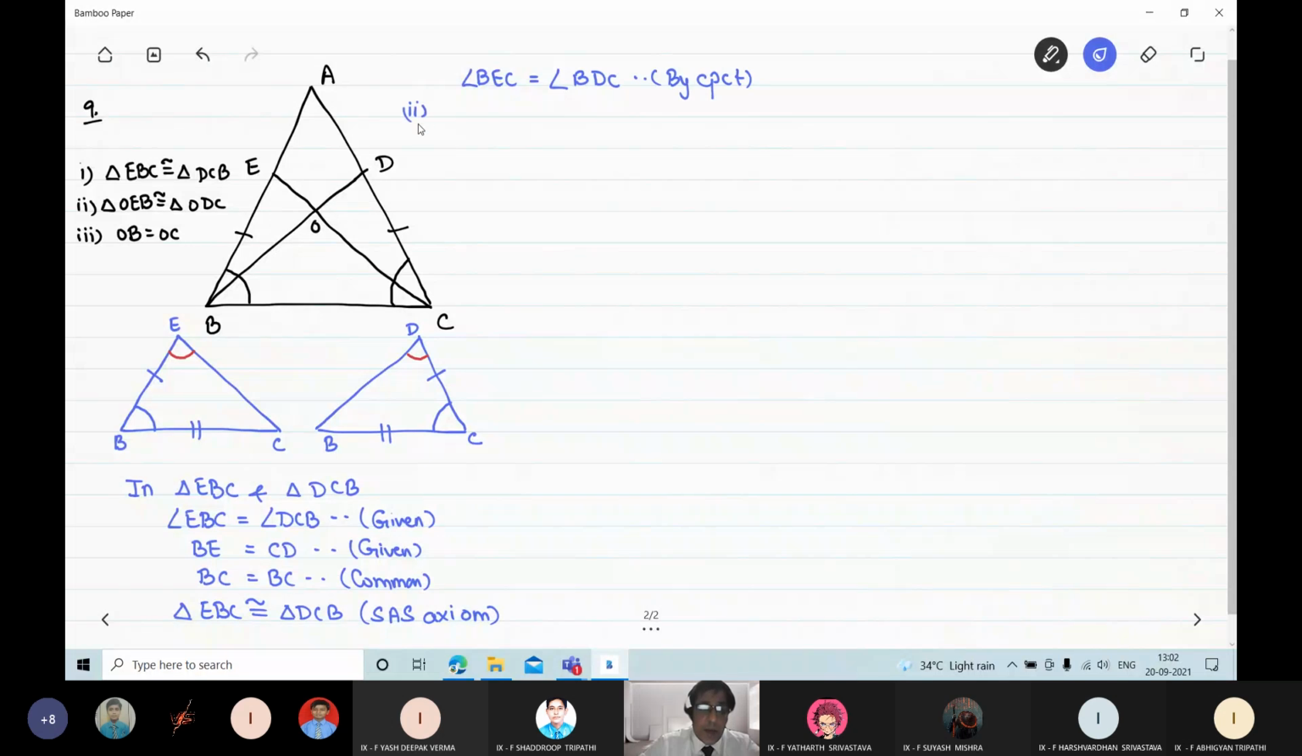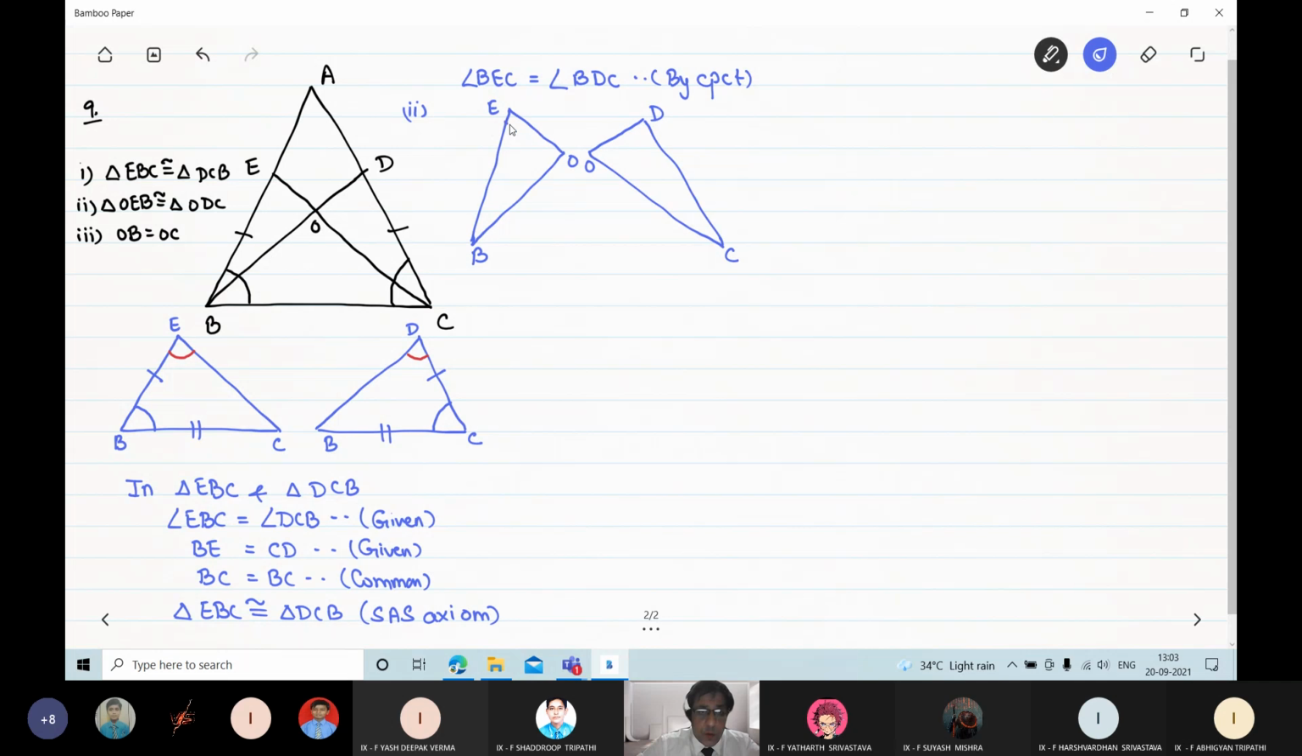Now for the second part, we have to take triangle OEB. So I'm drawing triangle OEB. Now I might not be able to draw it to scale, but that's okay. And even you are not required to draw it to scale. It is just for our convenience. And we have to draw triangle ODC. This is D, this is O again, this is C.